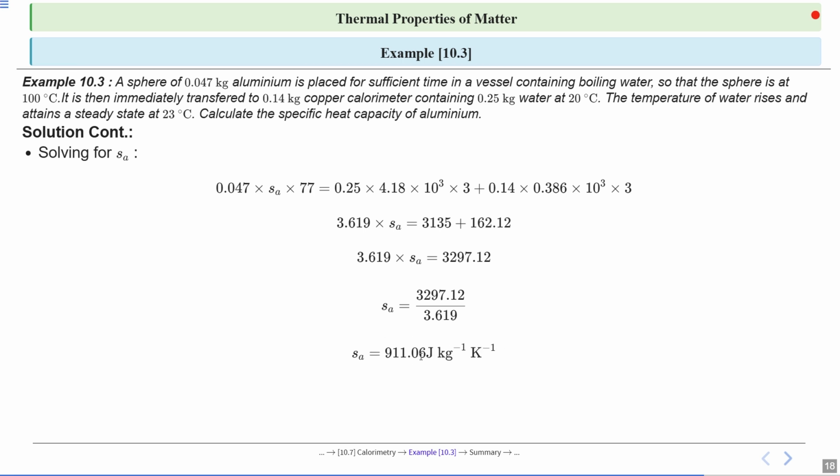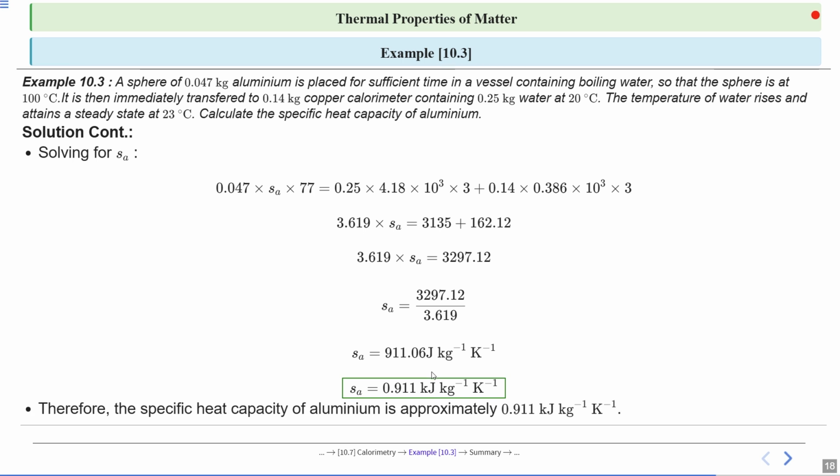All right, so we can say 0.911 kilojoule per kg per Kelvin. Kilo means 10 raised to the power 3. All right, so this is the specific heat capacity of aluminium. Therefore, the specific heat capacity of aluminium is approximately 0.911 kilojoule per kg per Kelvin.